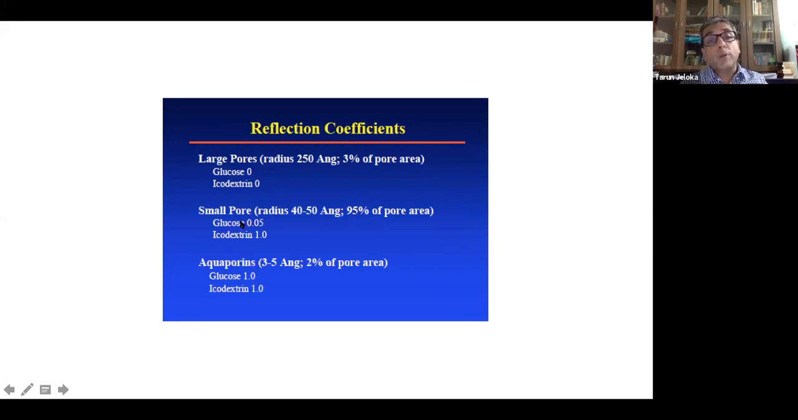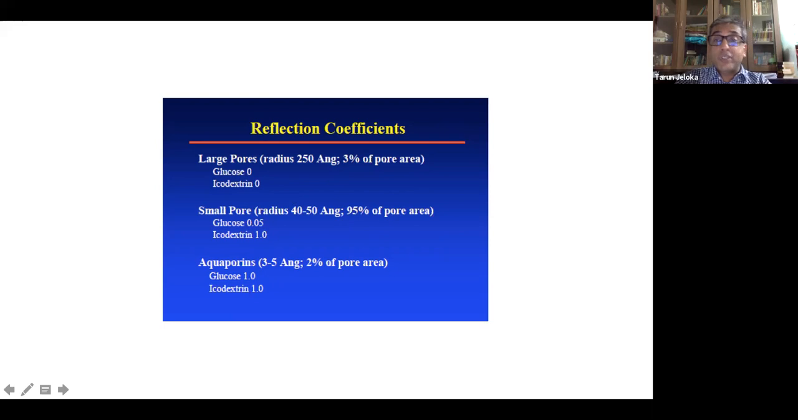Now in small pores, the reflection coefficient of glucose is lower than icodextrin. Glucose is 0.05, icodextrin is 1. So the smaller the reflection coefficient, it is loosely entangled. It will allow easy transfer of glucose. So there will be a gush in fluid, but it will not continue for a longer period of time, right? For aquaporins, the reflection coefficient of glucose and icodextrin is both 1.